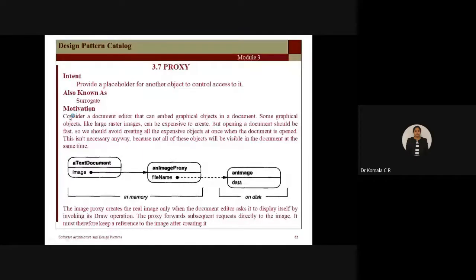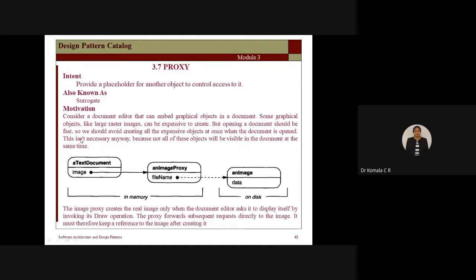Consider a document editor that can embed graphical objects in a document. Some graphical objects, like larger raster images, can be expensive to create. It is very expensive to create some of these graphical objects in the document editor. Then we go for proxy. Using proxy, we try to overcome this expense. But opening a document should be fast, so we should avoid creating all the expensive objects at once.